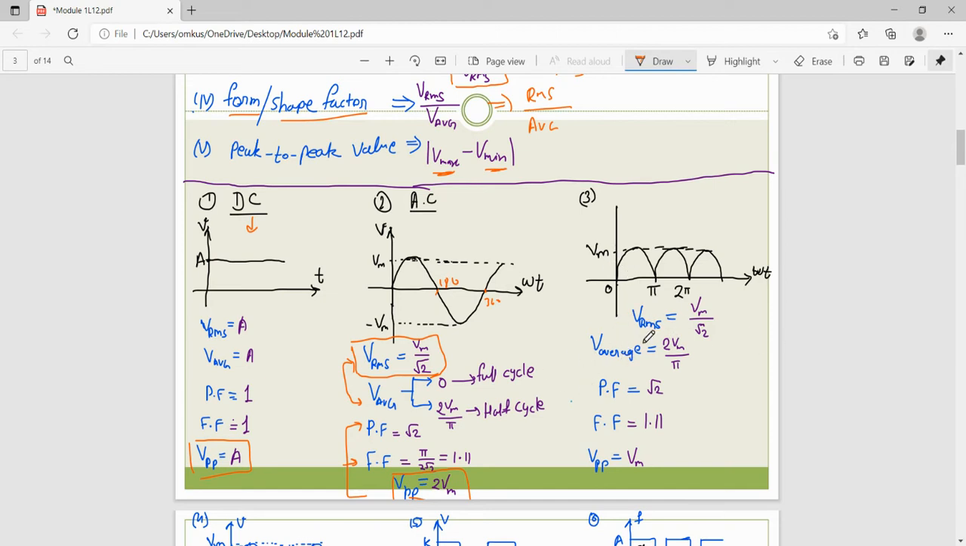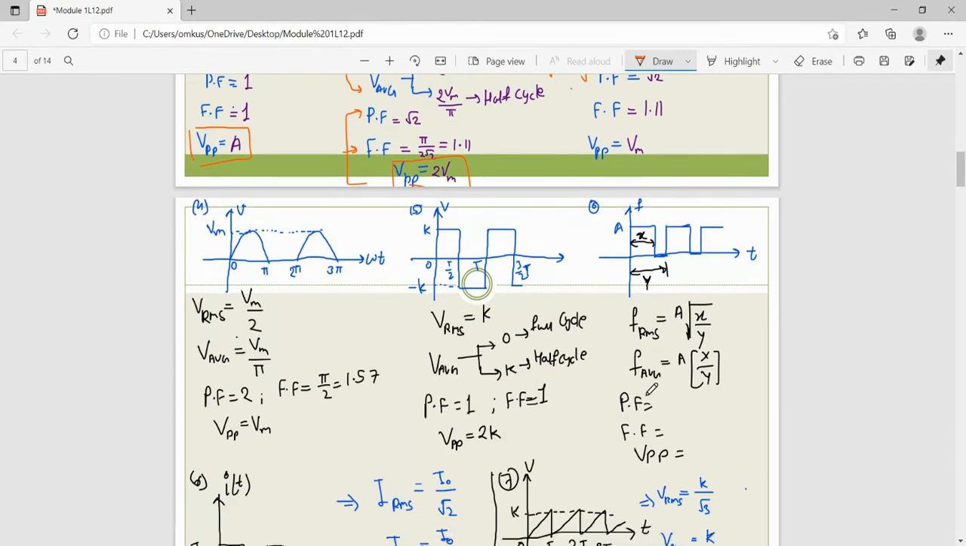Now this VRMS is Vm by root 2 for this waveform. See, here you got only the positive waveform. It means that if the signal is AC, there is some diode circuit in your circuit, so the diode chops the negative waveform. According to this circuit, VRMS is Vm by root 2, V average is 2 Vm by pi, and this is the form factor. Do not confuse: this is the peak factor, or crest factor. It is not the power factor.